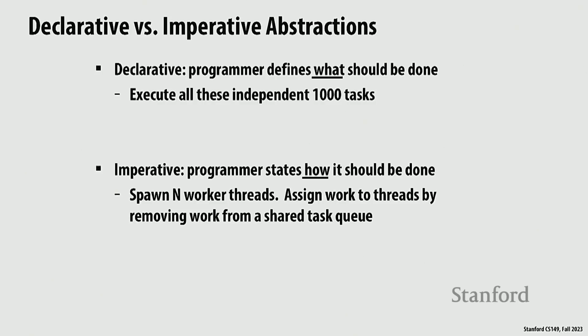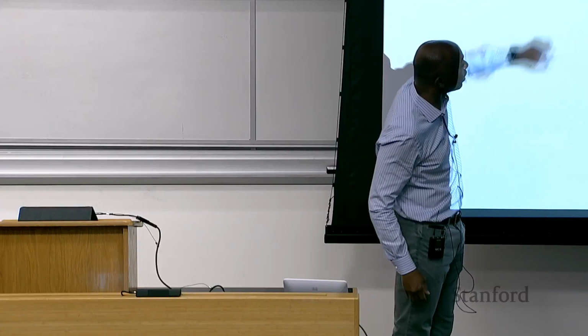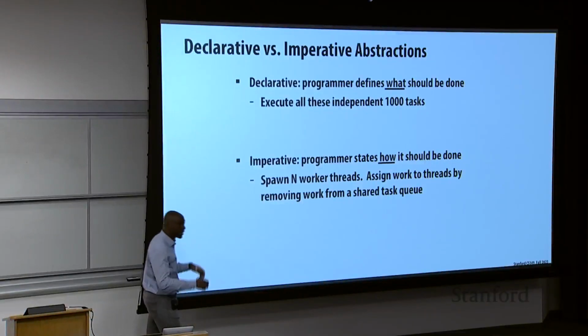We've talked about declarative abstractions in which you say execute these independent 1,000 tasks. So what's an example of a declarative abstraction that we've talked about in this class? Like a bulk launch of ISPC tasks. Yes, so an ISPC foreach, for example. That's exactly correct, as opposed to an imperative abstraction where you say explicitly how you want the behavior to work.